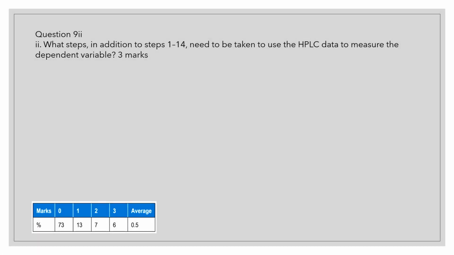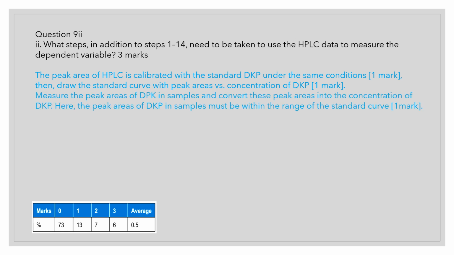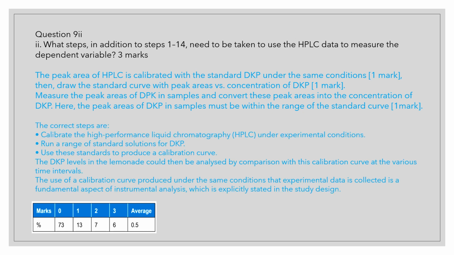HPLC does not give the concentration directly. The peak areas must be calibrated with a standard. So, the peak area of HPLC is calibrated with the standard DKP under the same conditions, then draw the standard curve with peak areas versus concentration of DKP. Measure the peak areas of DKP in samples and convert these peak areas into the concentration of DKP. The peak areas of DKP in samples must be within the range of the standard curve.